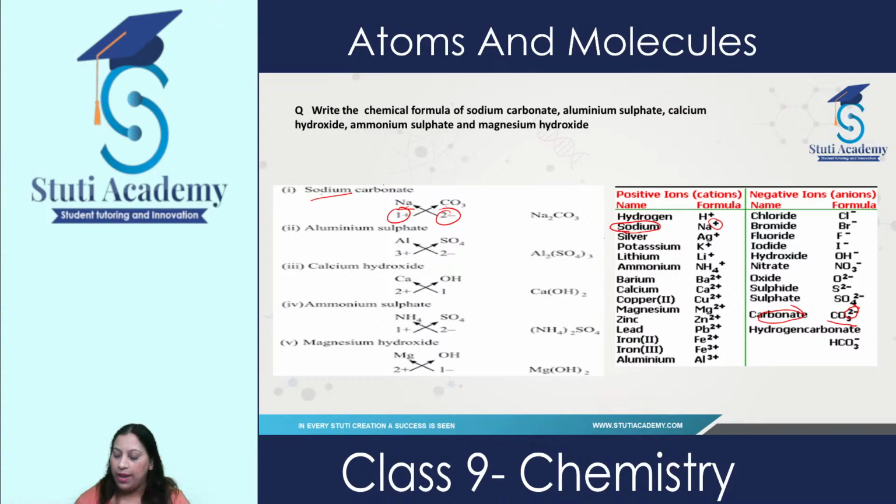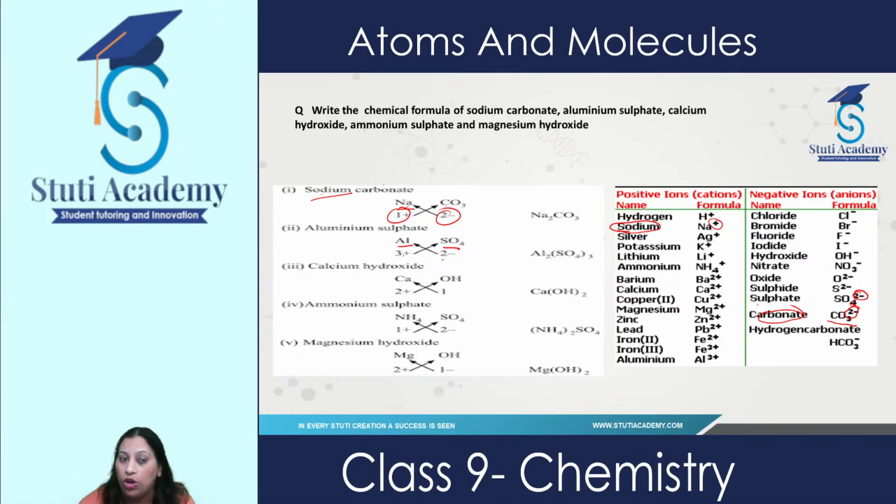Now look at another example, aluminium sulfate. Aluminium is Al, sulfate is SO4. Where is sulfate written? Here it is, sulfate, SO4. Don't consider these subscripts, these are not valencies. Valencies are always written at the top here. Sulfate is -2, aluminium is +3.